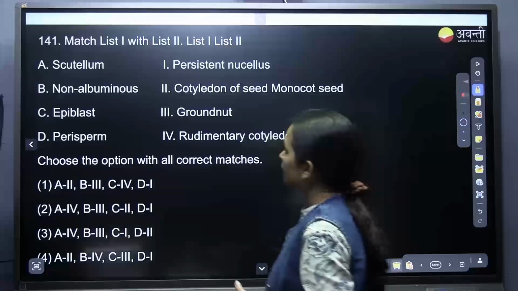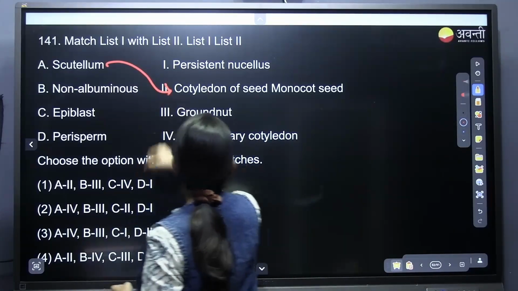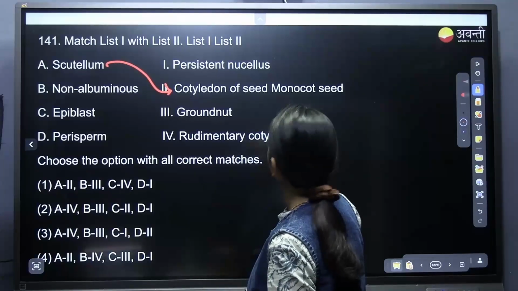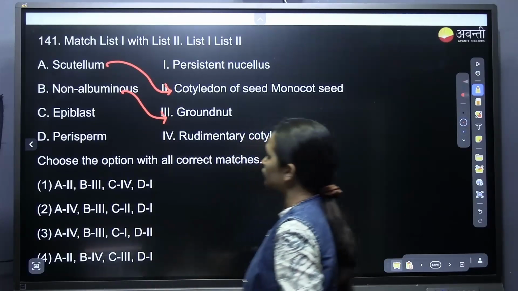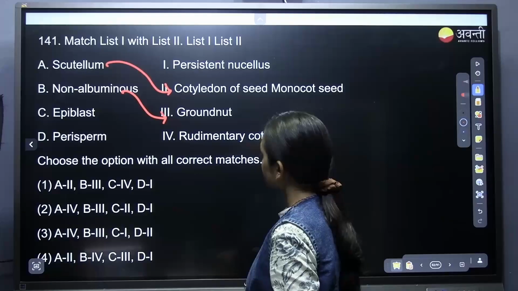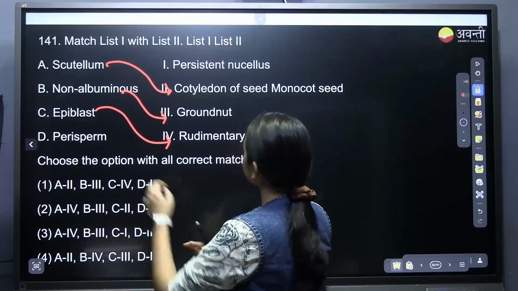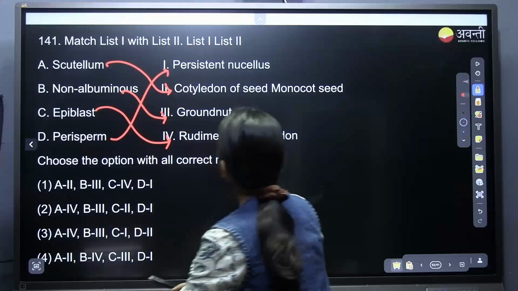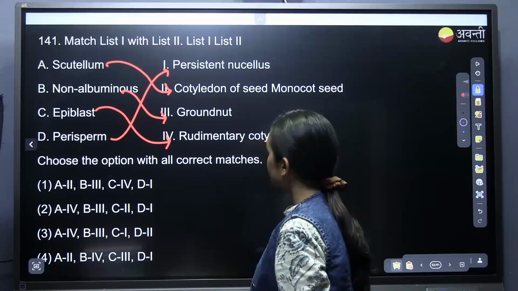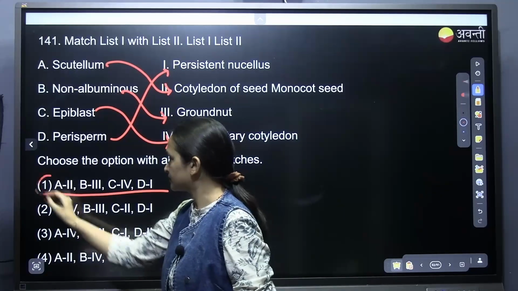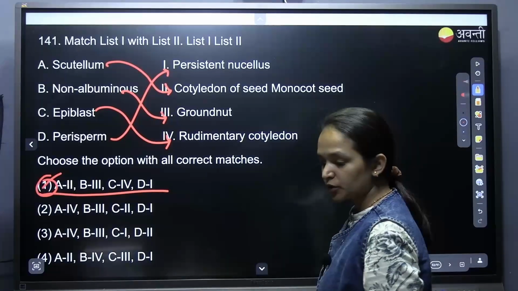Match the columns. Scutellum, cotyledon of monocot seed. Non-albuminous, groundnut, it's a dicot. Most dicots are non-albuminous. Epiblast, rudimentary cotyledon. Perisperm, persistent nucellus. Very good. So D1, C4, A2, B3. Option 1 has the correct answer.